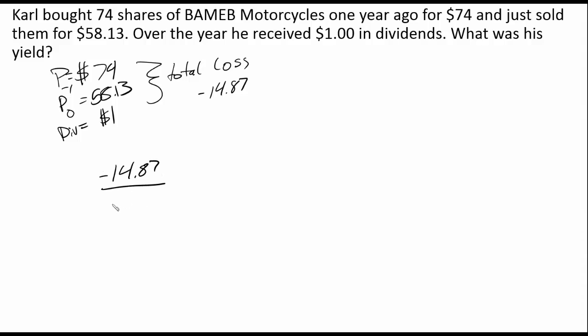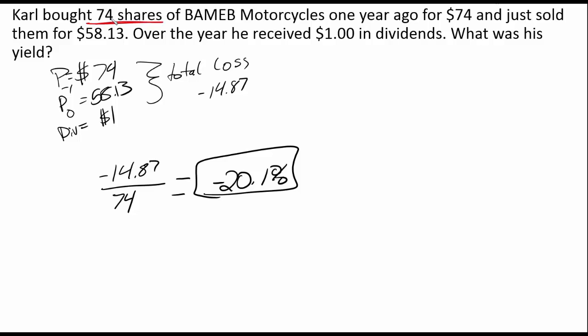So when we're computing yield here, we can just plug that in. We have $14.87, divided by the amount that we paid, which is $74, which means that we had a loss, a yield of negative 20.1%.